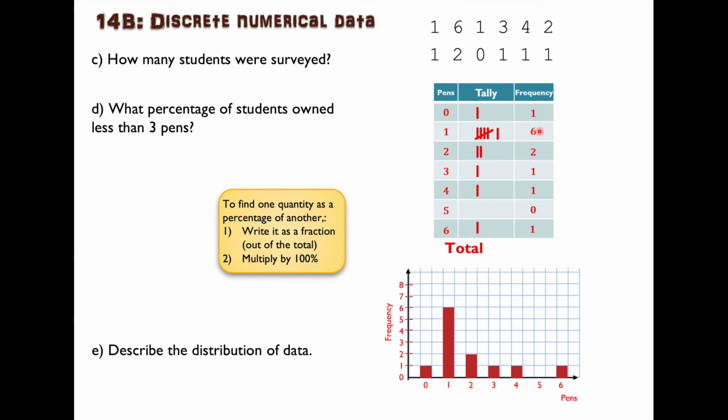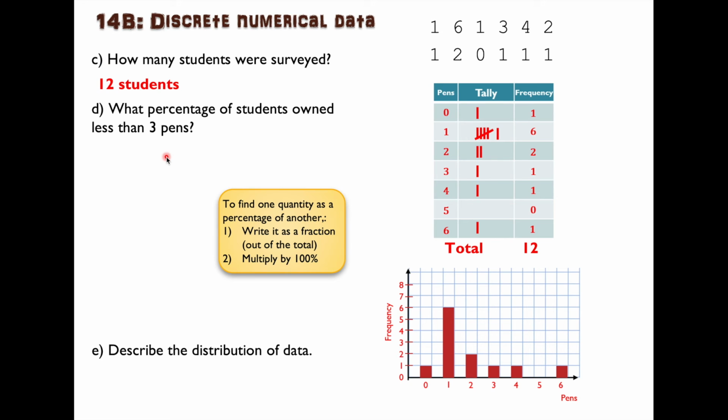1 plus 6 plus 2 plus 1 plus 1 plus 1 is 12, because the frequency is how many people gave each answer. 6 people said 1, 2 people said 2, and so on. So if you add up all these things, that's the total number of people that answered. I guess another way is we have the raw data here, the original data, so we can just count the number of people that answered. So there were 12 students that were surveyed.